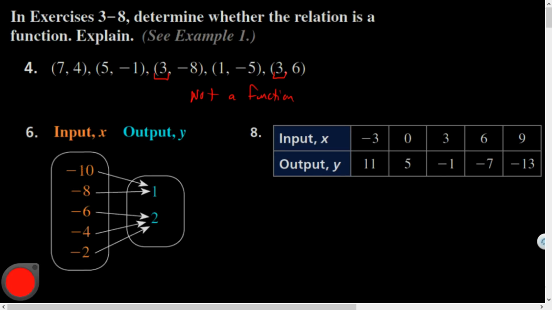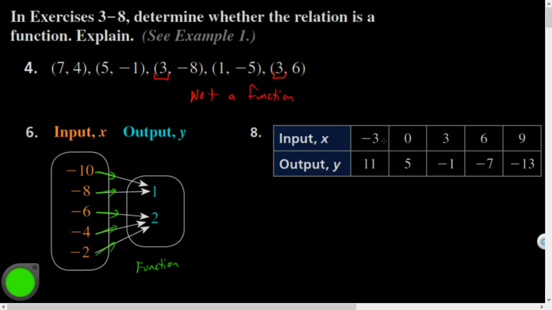So let's see. Question 6. Here's my inputs. Is it a problem that I've got inputs pointing to the same output? No, we're fine if outputs repeat. We're just not cool with inputs repeating. So this is actually good. This is a function, because notice there's exactly one arrow leaving each input. All right, and that's what would matter to me. There's one arrow leaving each input.